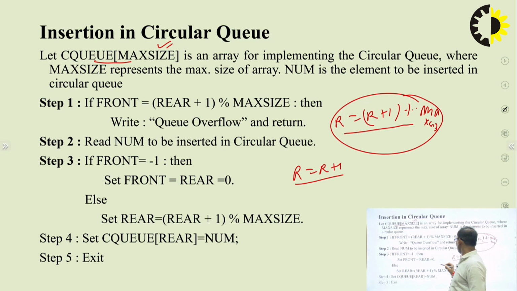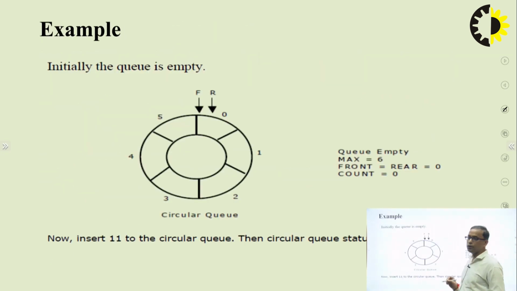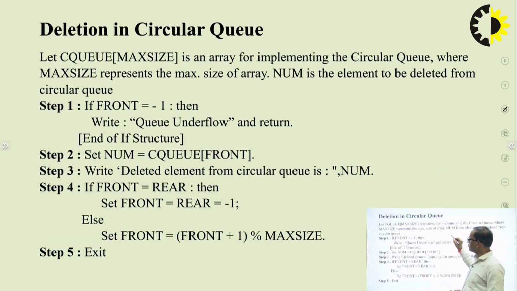Suppose this is an empty queue. Initially when the queue is empty, then front is -1 and rear is -1. We are going to insert the first element inside the queue. Then we have to set front is equal to 0 and rear is equal to 0 in order to insert the first element.